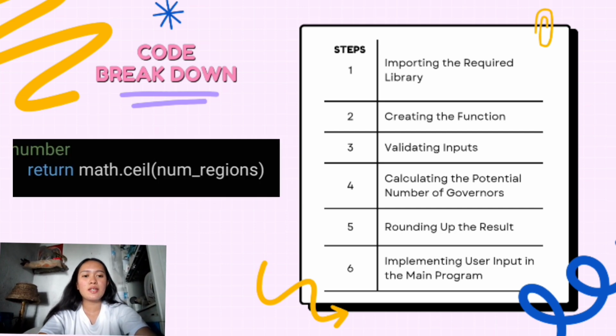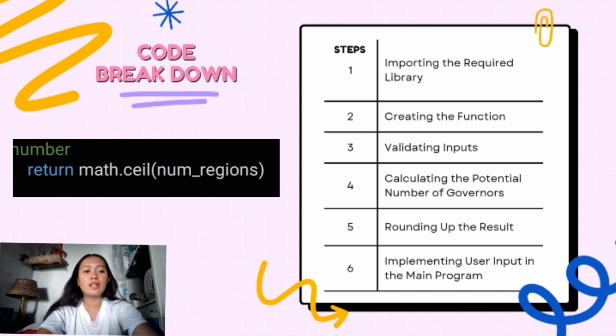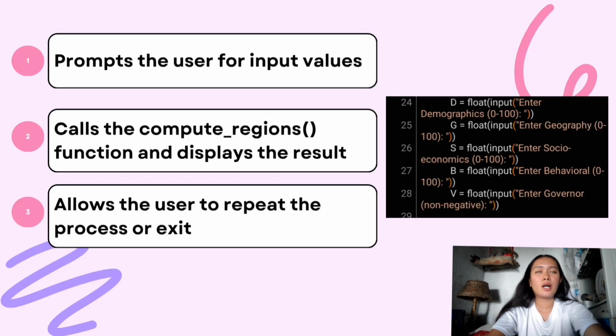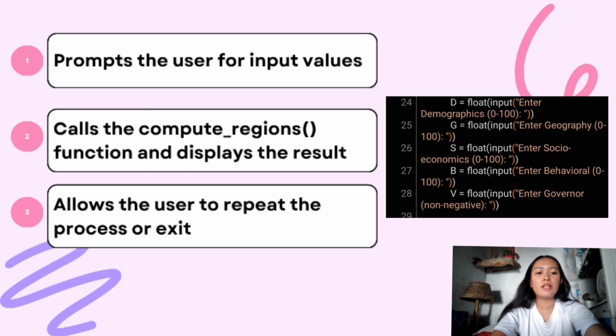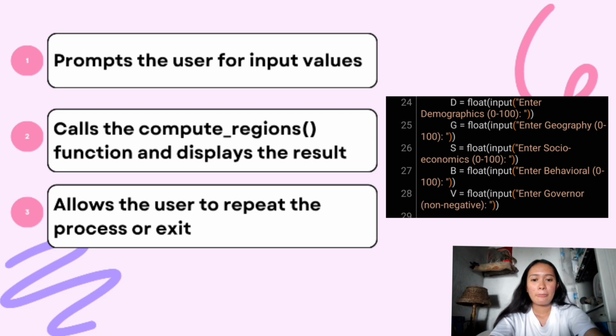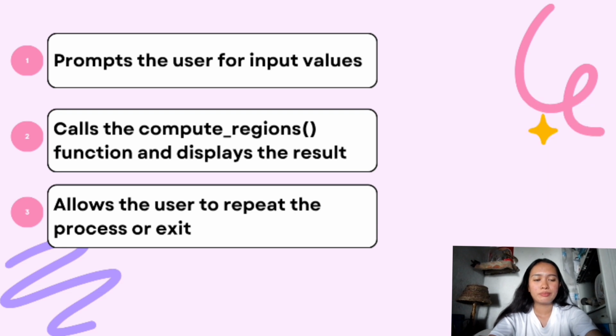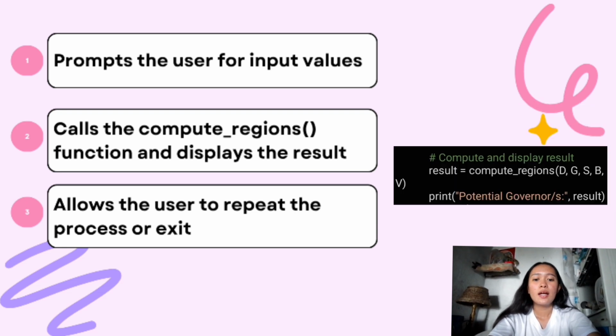And lastly, step 6. Implementing user input in the main program. This is a special condition in Python that ensures the following code only runs when the script is executed directly, not when imported as a module in another program. Inside the block, the program does the following. The first one prompts the user for input values. The program asks for values for D, G, S, B, and V, and then converts them to floats to allow decimal values.